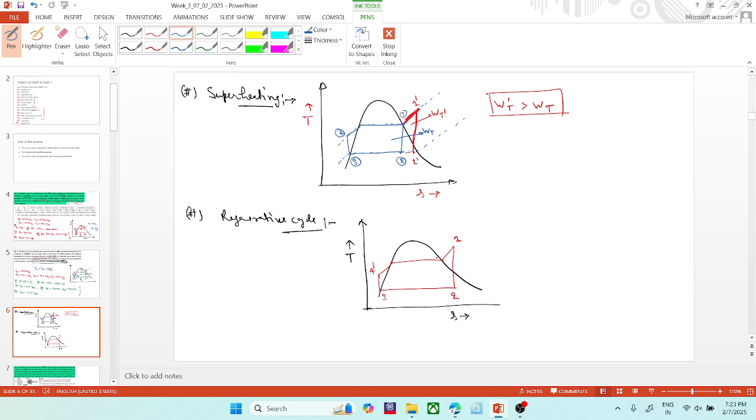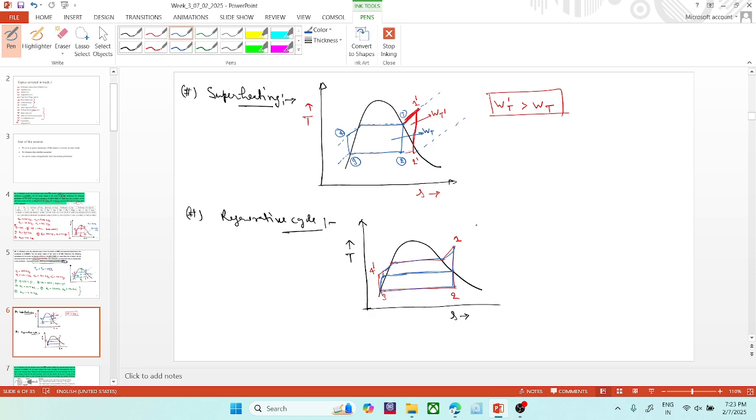So what we do in the regenerative cycle, we extract or bleed some fraction of steam from the turbine, which is used to heat this subcooled liquid. Okay, and this will go like this. So my cycle will go like this now, and it helps in the way that it increases the mean temperature of the heat addition.